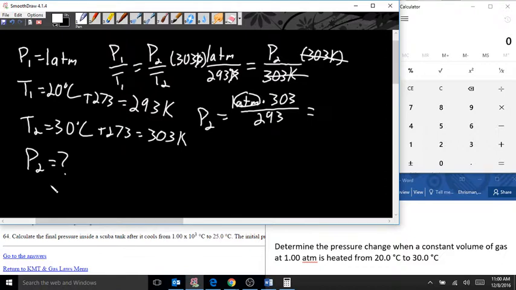So let me go 303 divided by 293, since I get to ignore that times 1. I get 1.03 atmospheres. That's only a difference of 10 degrees. Our change in pressure was 0.03.